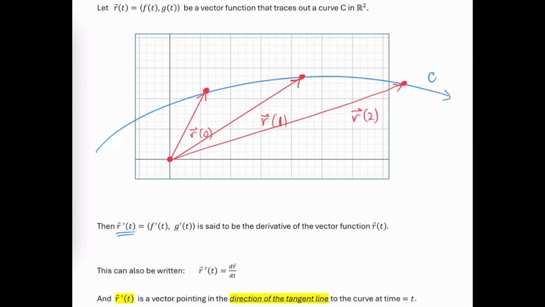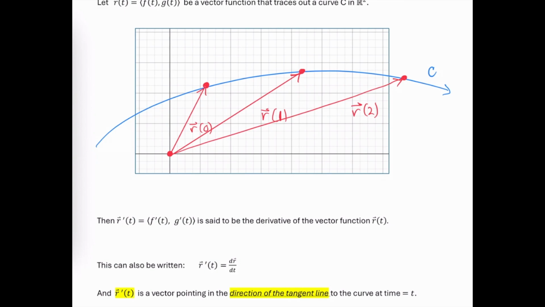Now, when we talk about the derivative of that vector function, it's an exciting reality that in order to determine the derivative of a vector function, all we need to do is differentiate the individual components. So if we have a vector function with f of t and g of t as the components, f prime of t and g prime of t are going to be the components of the derivative function. Now, this derivative vector function is going to yield a vector that is pointing in the direction of the tangent line to the curve C at a particular time.